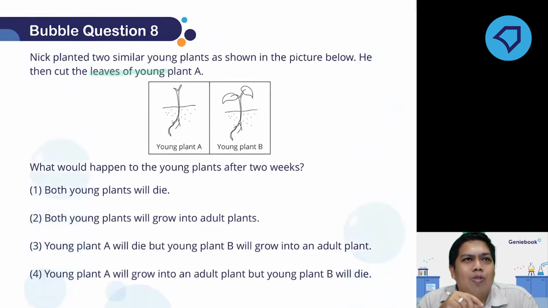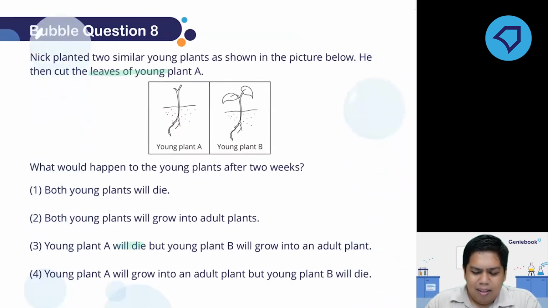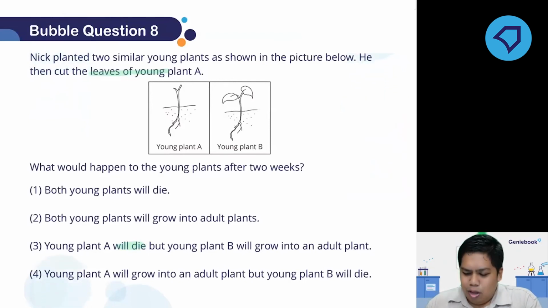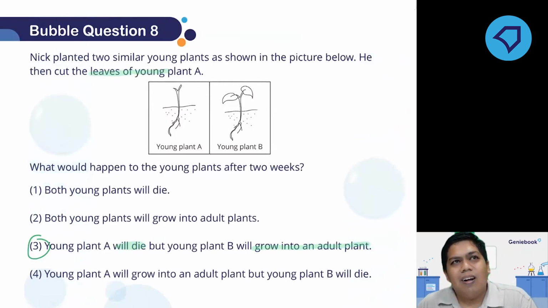So after 2 weeks, the young plant A without any leaves will definitely die. Okay, but young plant B has leaves, so it will grow into an adult plant healthily. Okay, so that's the answer, option 3. The rest are wrong if you see carefully.